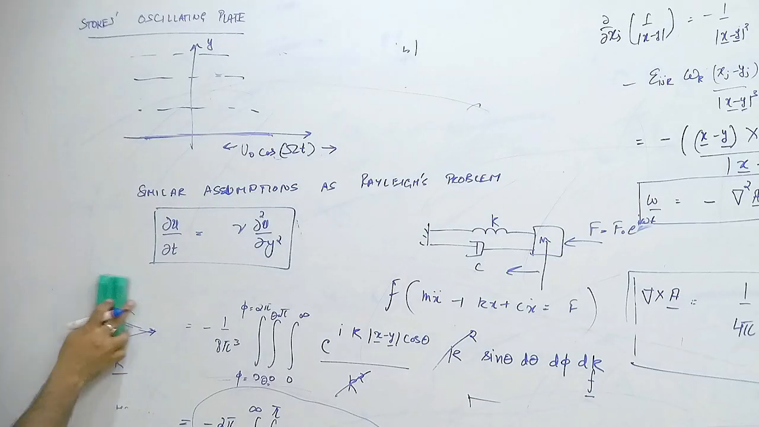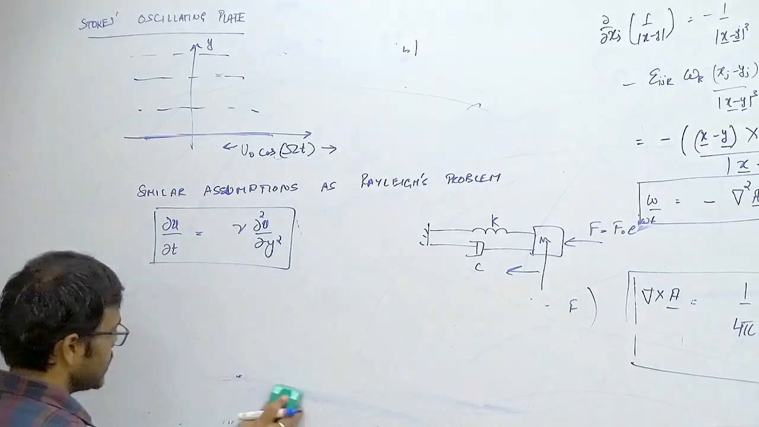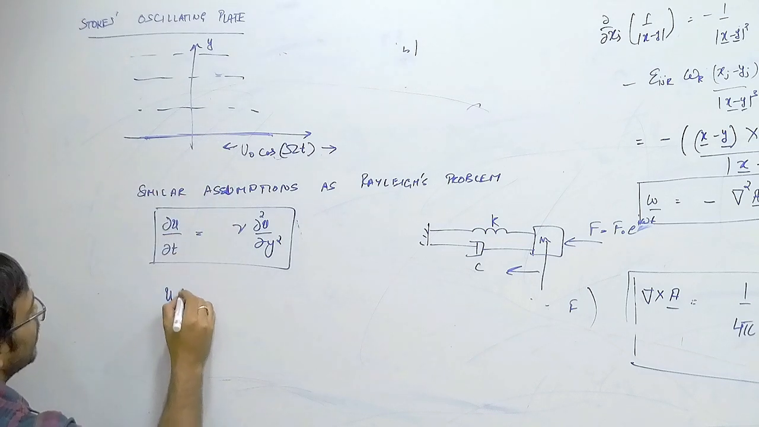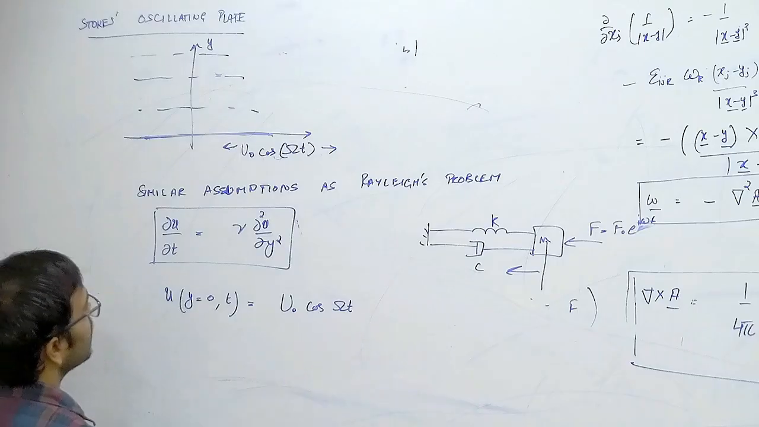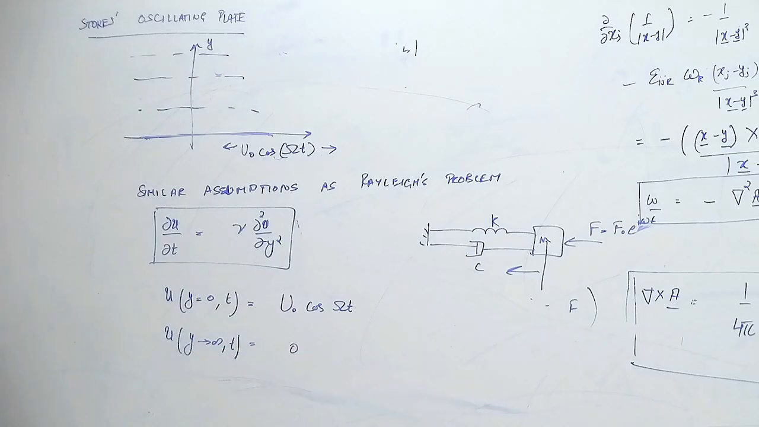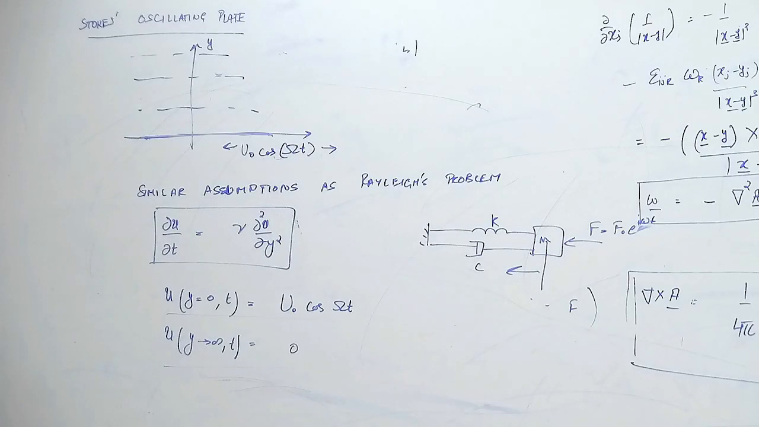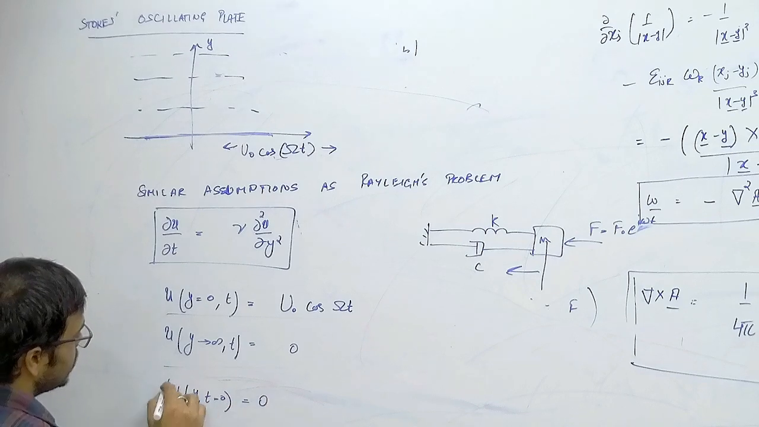But this time our boundary conditions are slightly different. Instead of the velocity being constant at y equal to 0, you have u at y equal to 0 for all times varying as u naught cos omega t, and u for y tends to infinity is 0. So, this part is slightly different, this part is same. Okay. And now an important point here is, what happens to the initial condition?